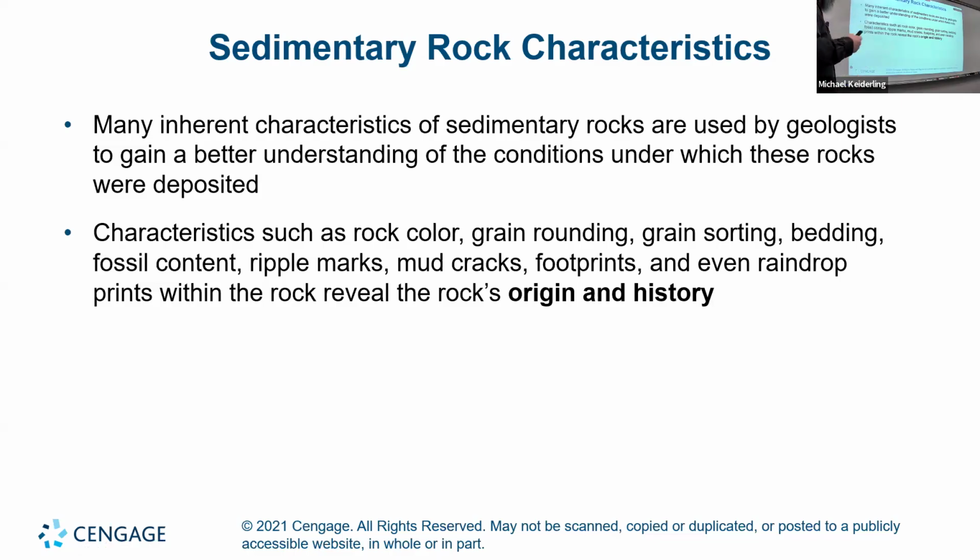It has a very fast acting process. So some characteristics of sedimentary rock are used by geologists to get a better understanding of the conditions under which these rocks were deposited. Some things you can look at are rock color, the rounding of the grains, and the sorting of the grains, which is, are the grains well sorted? Are they all the same size? Or are they various mixed sizes? And bedding, how they layer on top of each other.